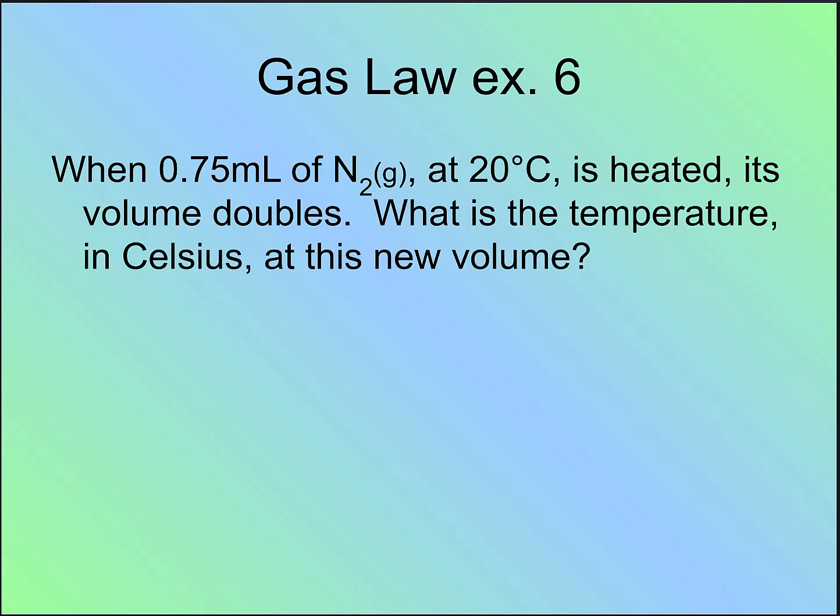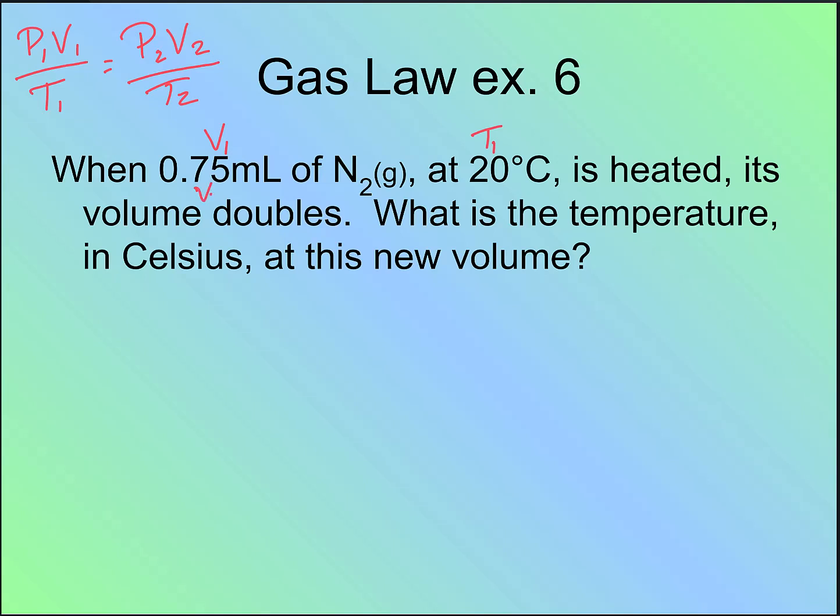So here we go. I'm going to remind myself of what my combined gas law is. P1 V1 over T1 equals P2 V2 over T2. And I'm going to look to see what I've got. When 0.75 milliliters, that's a volume, of nitrogen gas at 20 degrees Celsius, that's a temperature, is heated, its volume doubles. What is the new temperature?